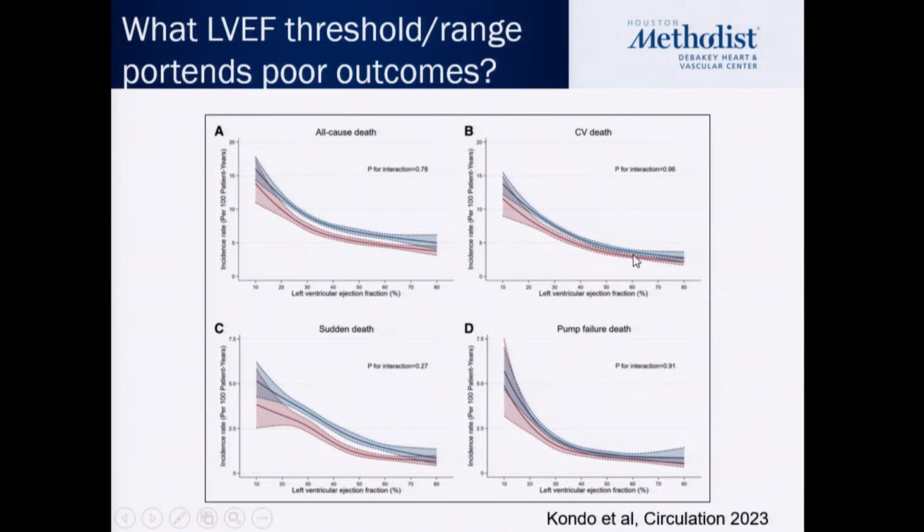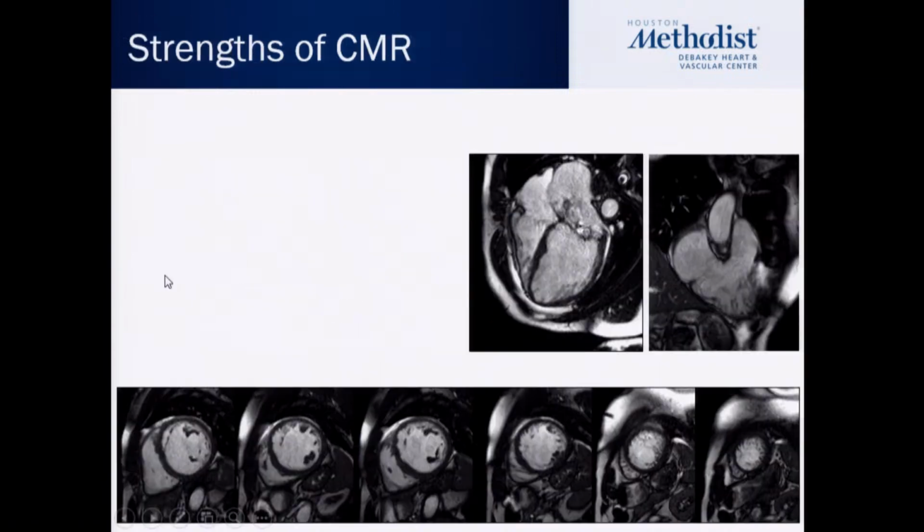CV death is a little bit more of a linear relationship, but still has a similar threshold. Pump death was more pronounced at 40% or lower. And then sudden death, notice that it's not always as, there's no very clear set point, as you may have heard.